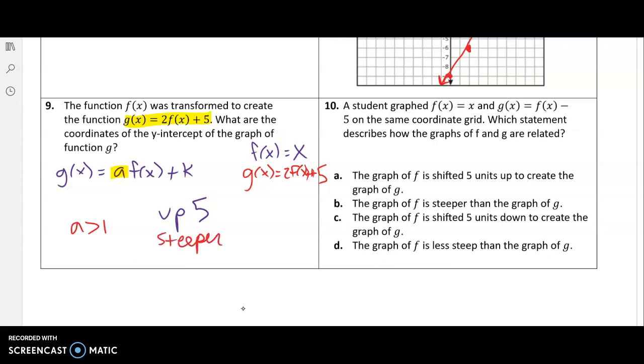Okay. Now all it's asking us in this problem is, what are the coordinates of the y-intercept? The coordinates of the y-intercept are 0, 5. Because the original function goes through the origin 0, 0. And our graph shifted up 5, so now it is at 0, 5 instead of 0, 0. If you haven't tried number 10, please try it now. On the last question, guys, we have f of x minus 5. The minus 5 means the graph is being shifted down 5 units, so the answer is C.